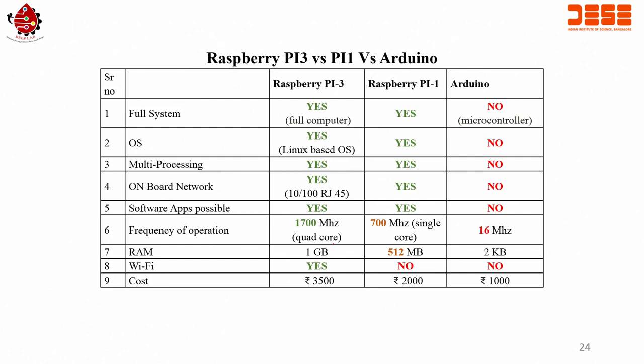When you talk about RAM, it is 1 GB or 512 megabytes of RAM. Here it is just 2 kilobytes of RAM. So, this is better over the Raspberry Pi 1. Finally, if you talk about Wi-Fi, then there is a Wi-Fi option in Raspberry Pi 3, which is not there in both the Raspberry Pi 1 and Arduino.